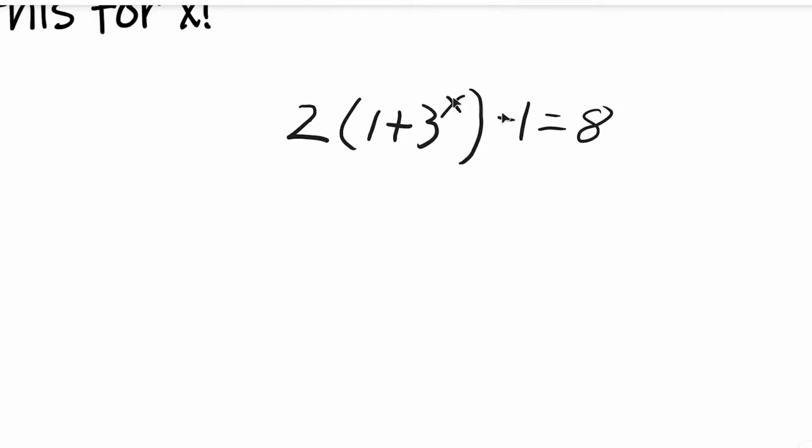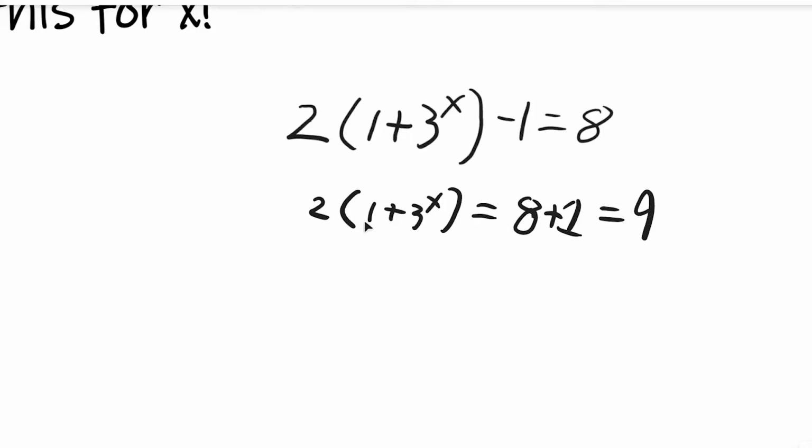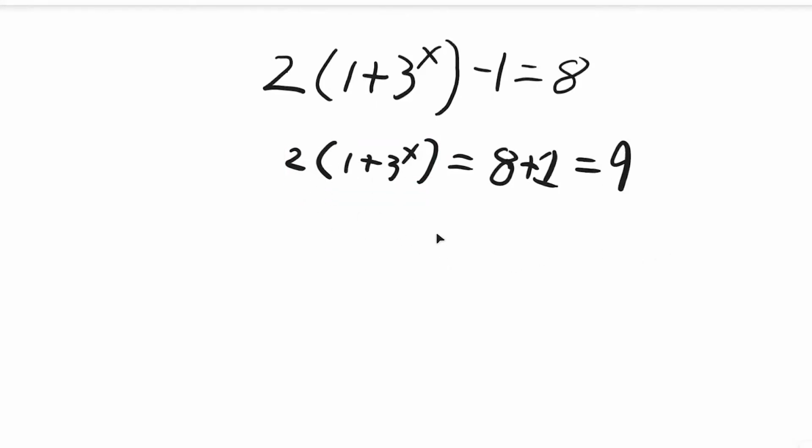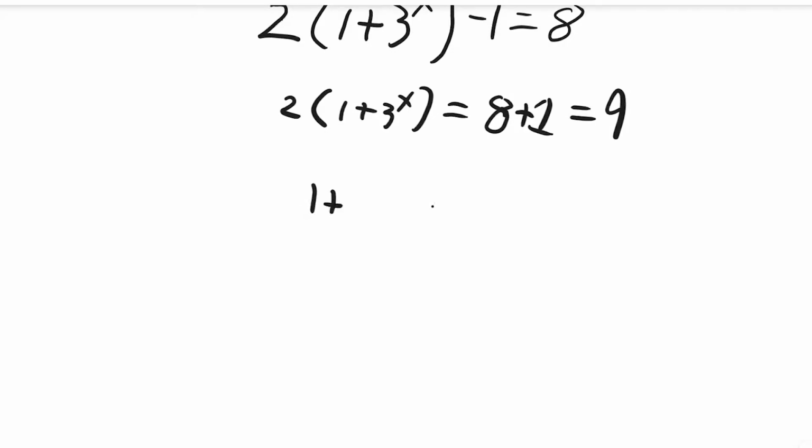have the 3 to the x alone on one of these sides, and I'll try to get it alone on the left side. And I'll start out by moving this -1. So I do that by adding 1 on both sides, and that leaves us with 8 plus 1, that's equal to 9. So 2 times the parentheses 1 plus 3 to the x equals 9. All right, and when we've done that, I could try and multiply 2 into the parentheses, but I could also divide by 2 on both sides, and that would leave me with 1 plus 3 to the x equal to 9 divided by 2, which equals 4.5.